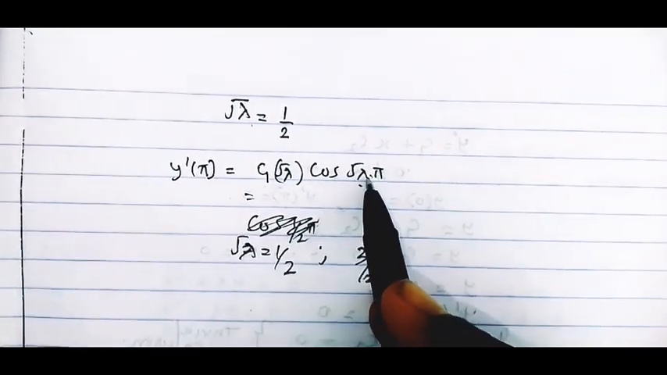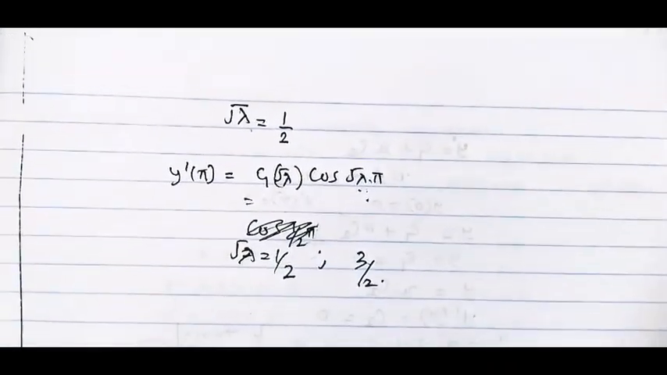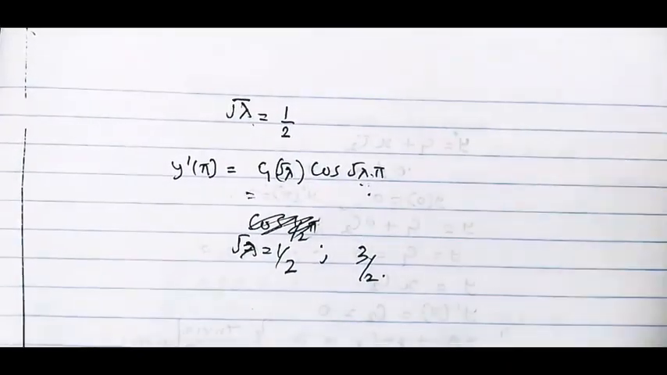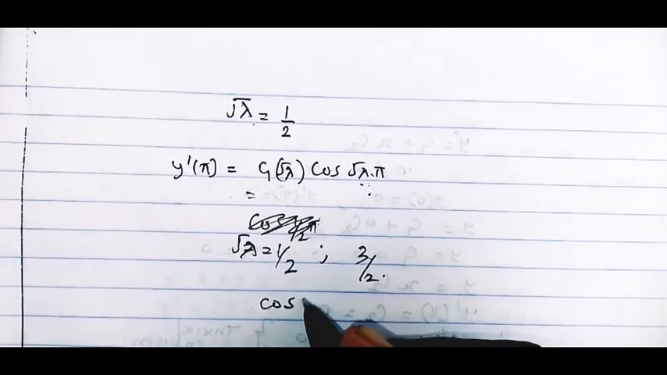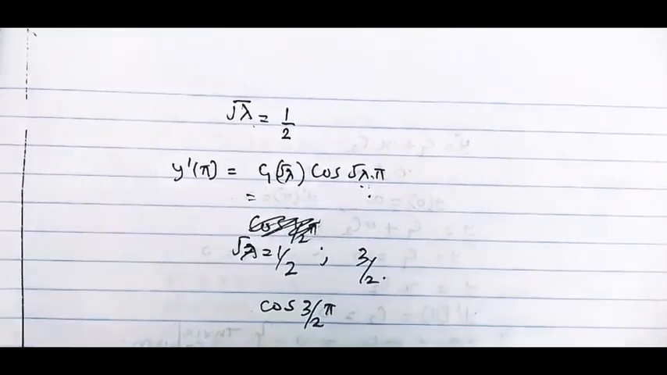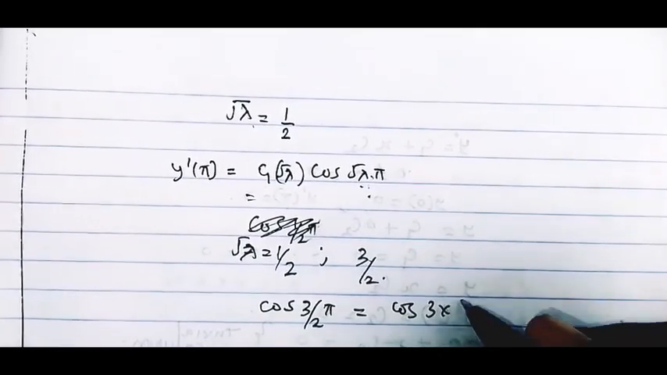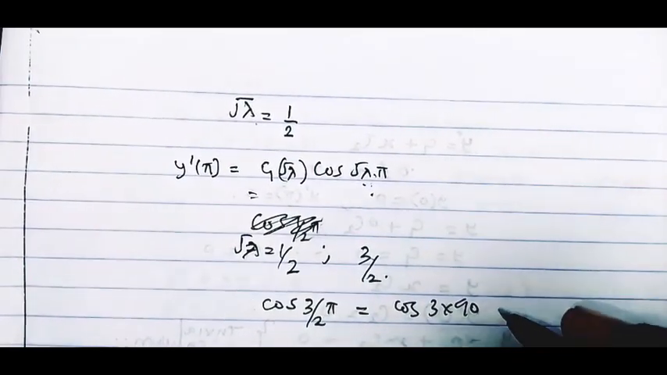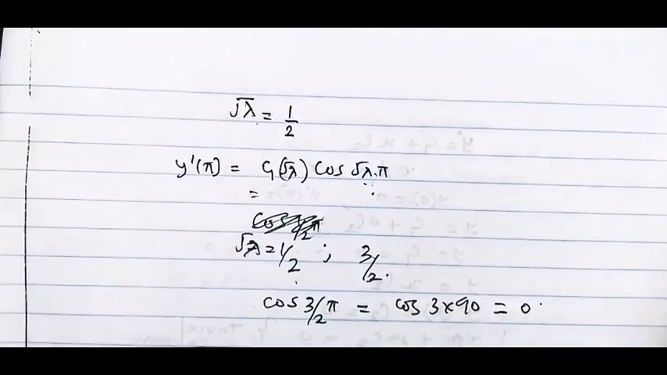Let me try 3 over 2, meaning that when I put 3 over 2 here, let's see if it will give us 0. So checking for cos of 3 over 2 pi, which means checking for cos 3 times 90, and punching it into your calculator gives me 0. Wow, nice. So we now have two values that can make cos equal to 0.